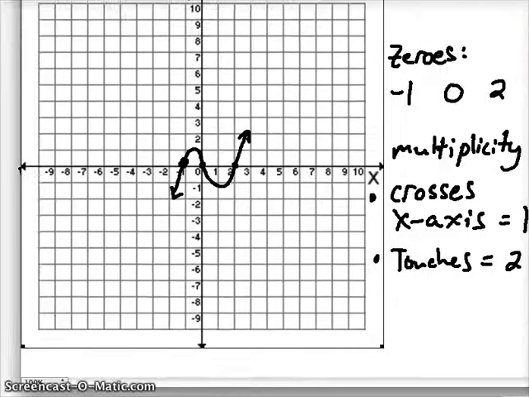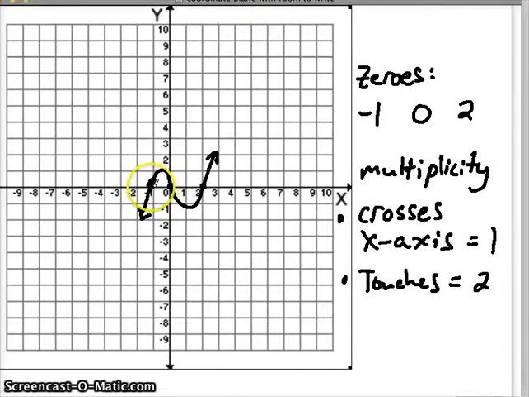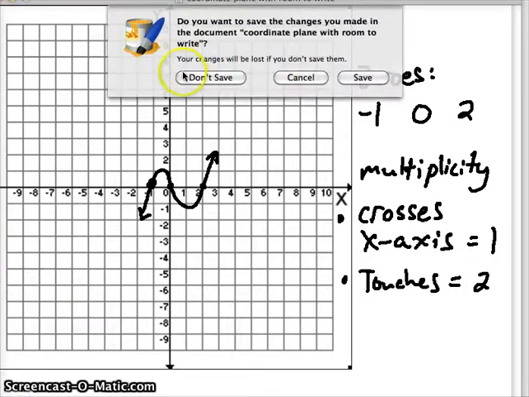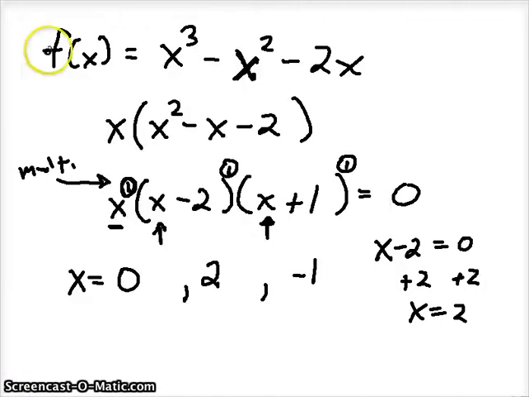And again, you can double check that on the graph, because at each of these zeros the graph crossed it, so our multiplicity was 1. Let's look at one where our multiplicity is actually 2. What does the graph look like?